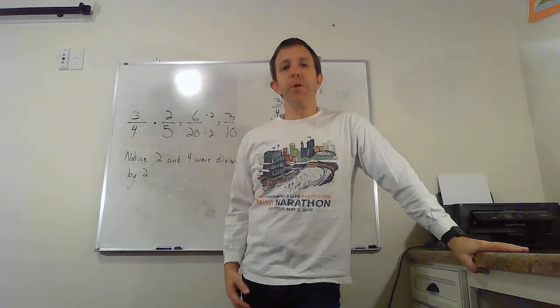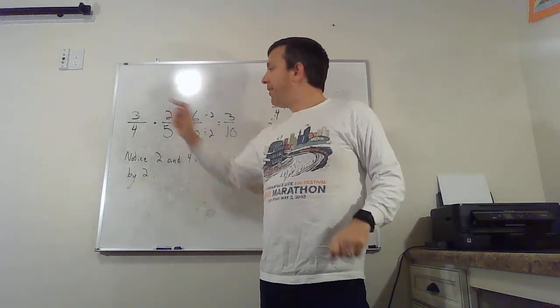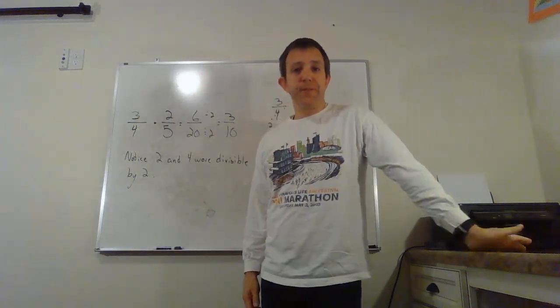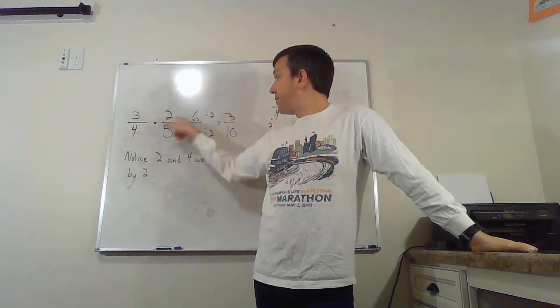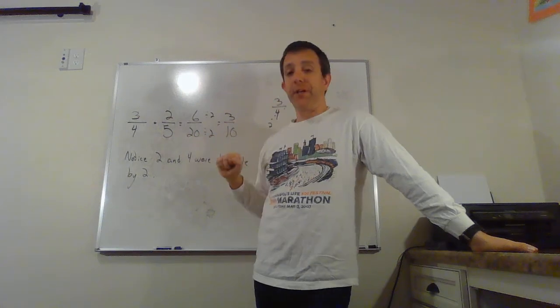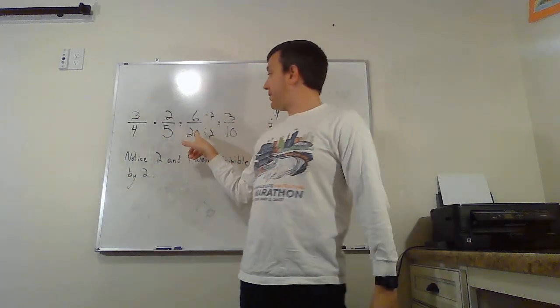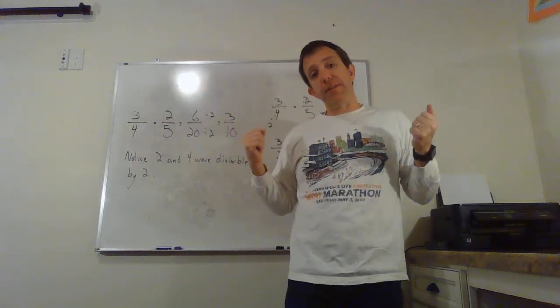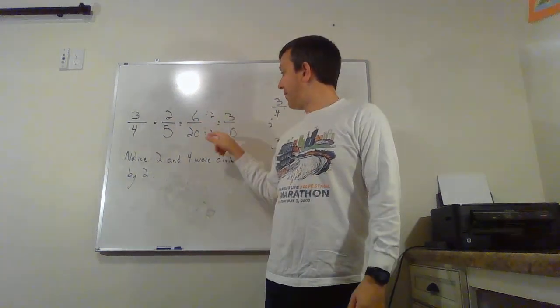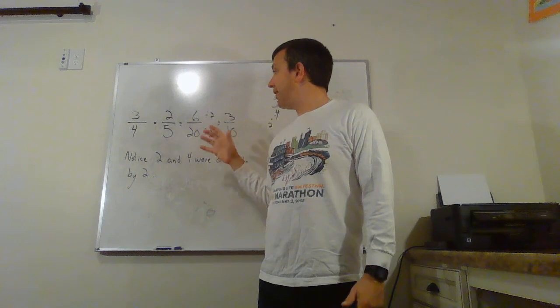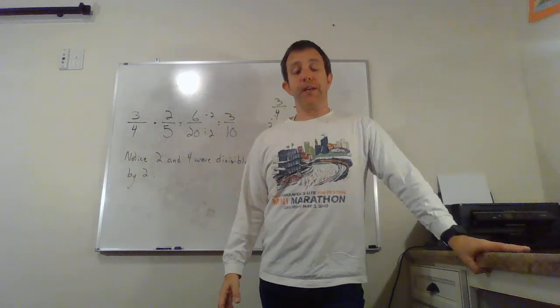All right, so let's do our first multiplication problem. Here we go. 3/4 times 2/5. All I'm going to do is go straight across. 3 times 2 is 6. 4 times 5 is 20. So then I had the fraction 6 over 20, and I noticed that 6 and 20 are both divisible by 2. 6 divided by 2 gave me 3, and 20 divided by 2 gave me 10. So my final answer here is 3/10.